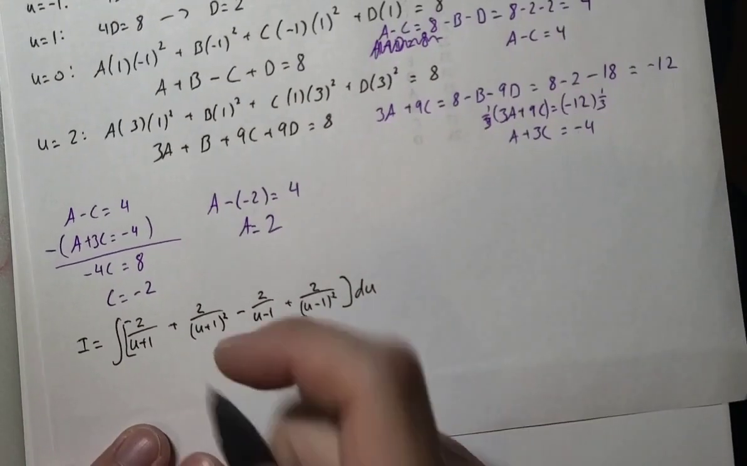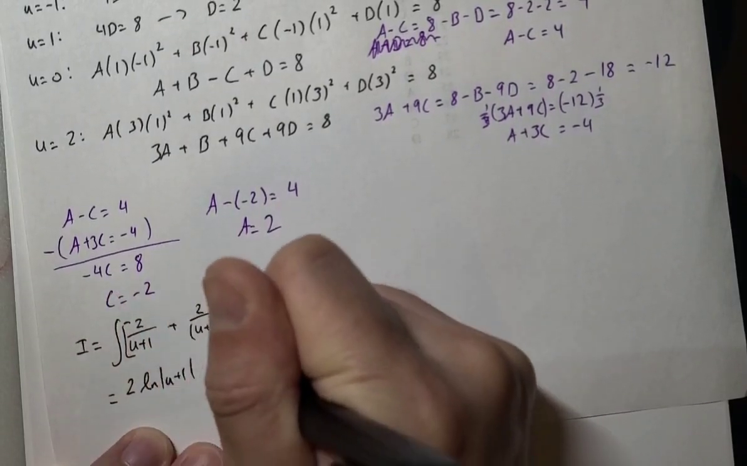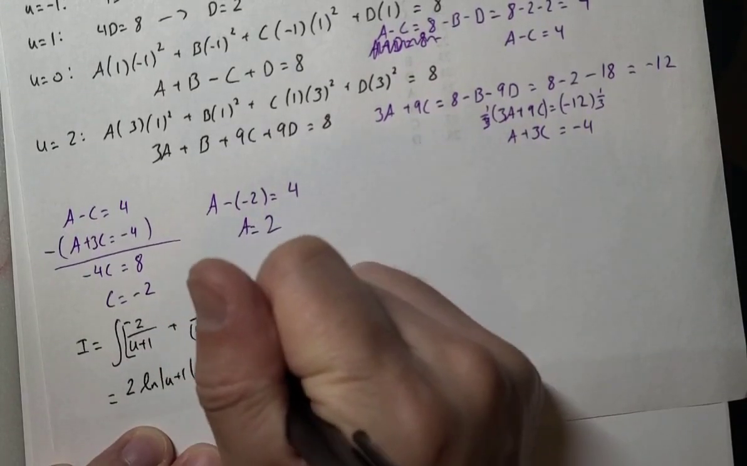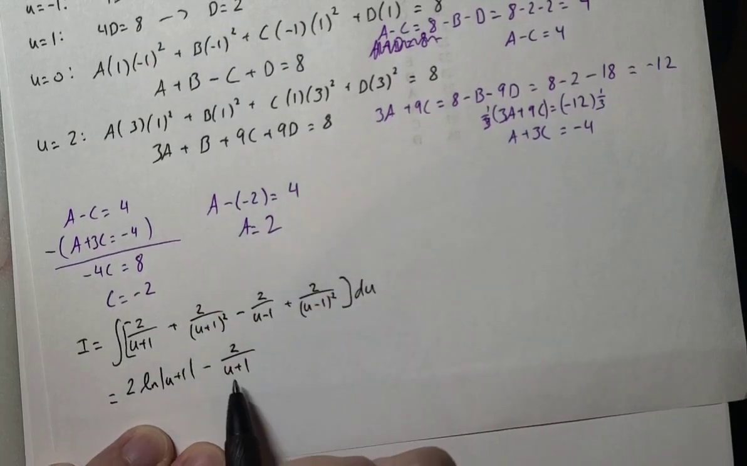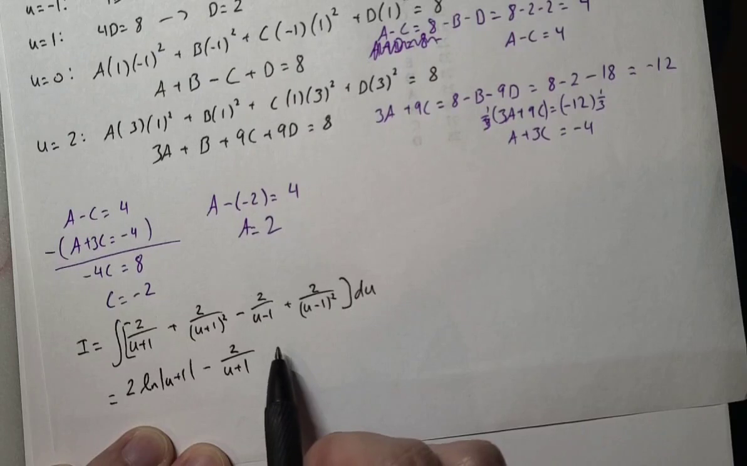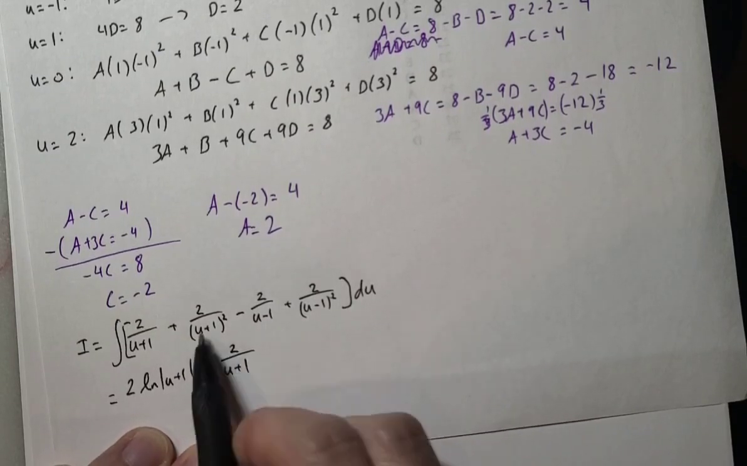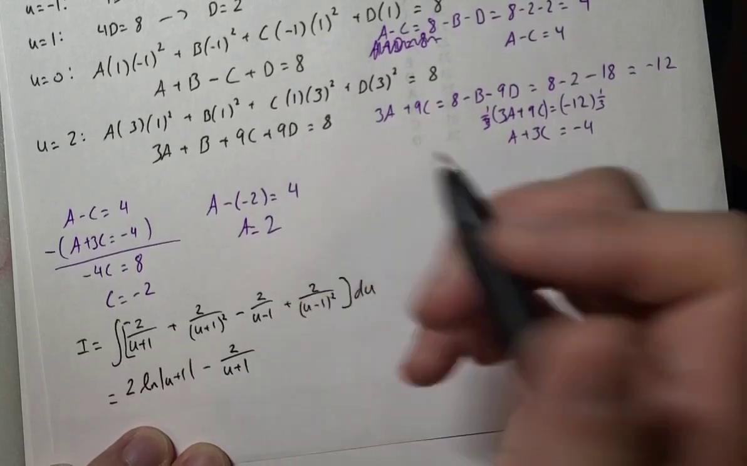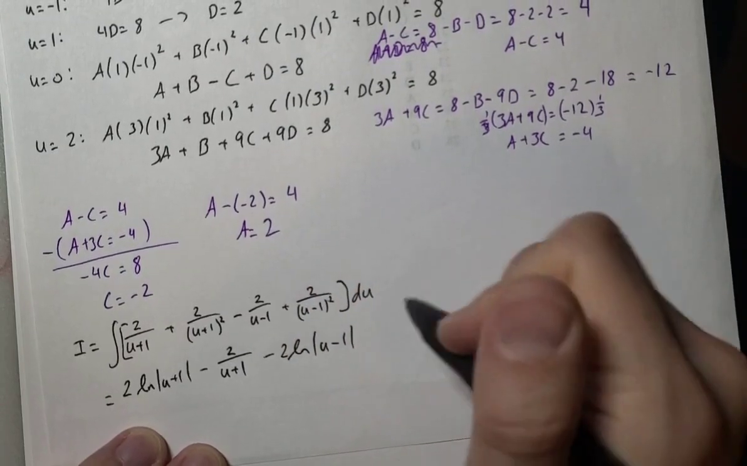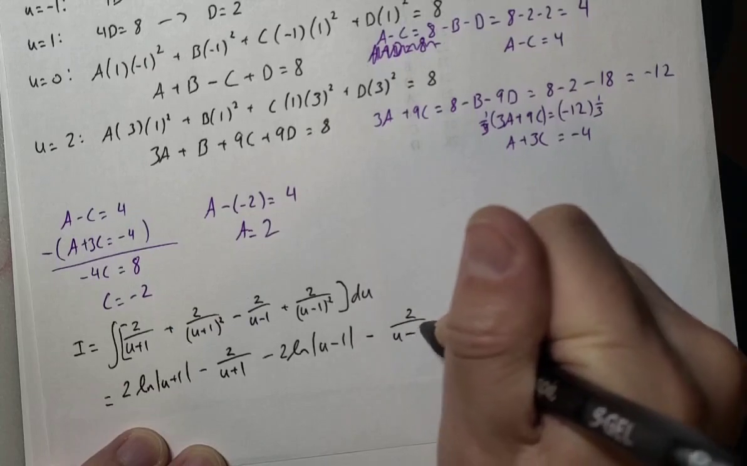Okay, so this is just 2 log u plus 1. This is power rule over here, so it would be minus 2 over u plus 1. Let me check by differentiating. This is u plus 1 to the negative 1 power, so bring the minus 1 down, so it becomes a plus 2, u plus 1 to the minus 2 power, which is that times the derivative inside, which is just 1. Okay, that's good. So minus 2 log of u minus 1. So this is again minus 2 over u minus 1.